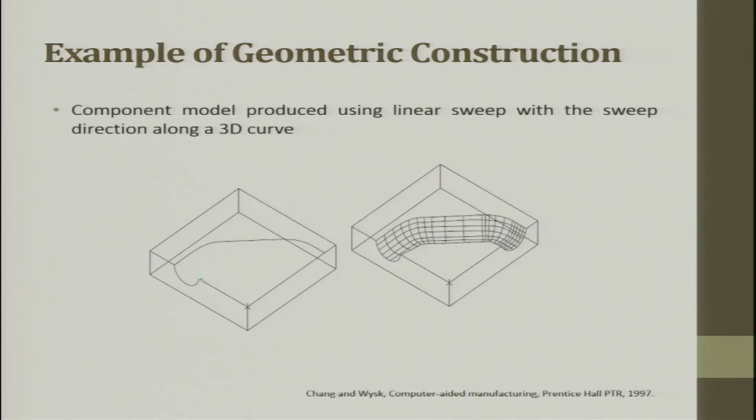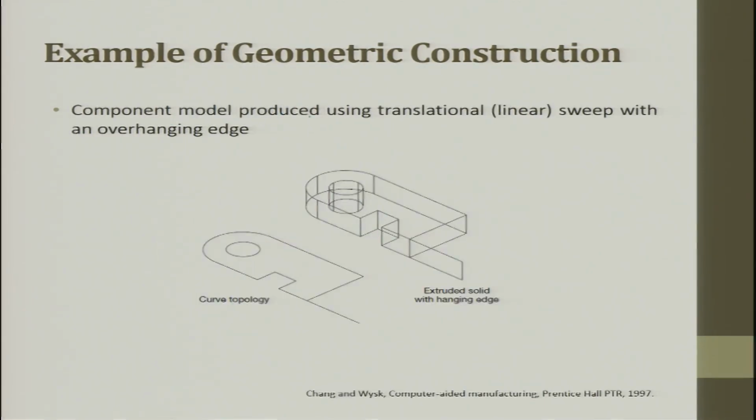You can see here a curve produced with a linear sweep, with the sweep direction along the curved surface. This is the sweep, and then you say, please sweep it in this direction, so you get this. Basically, I define a 2D shape and I get a 3D object by doing some operations on it. Component model produced using translation sweep with an overhanging edge.